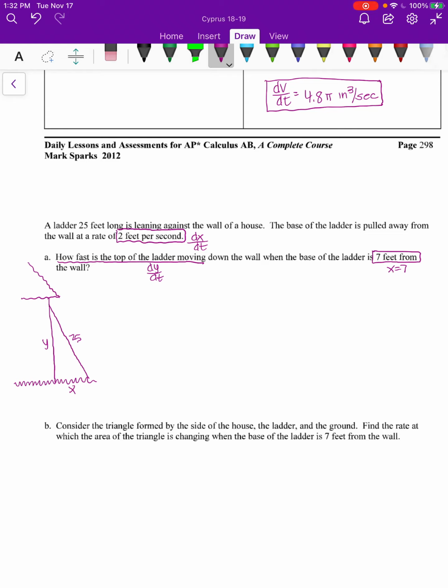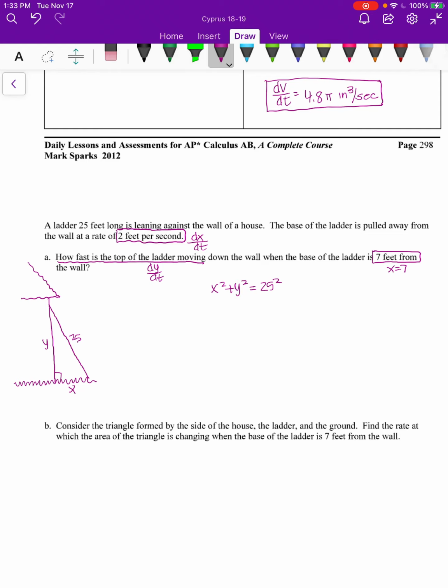When we're dealing with a ladder leaned up against a house, what shape did we just form? Well, we formed a triangle with the house and the ladder and the ground. So I'm going to use the best equation known for a triangle of this kind. This is a right triangle. I want to use the Pythagorean theorem. I know that x squared plus y squared is equal to 25 squared.